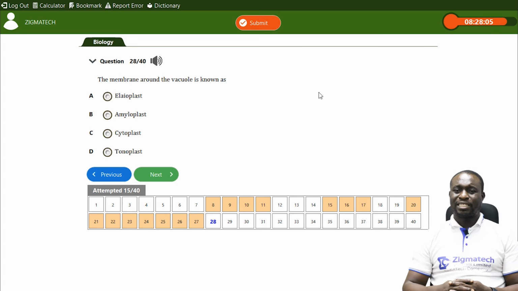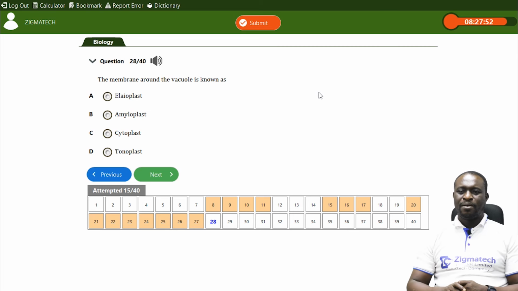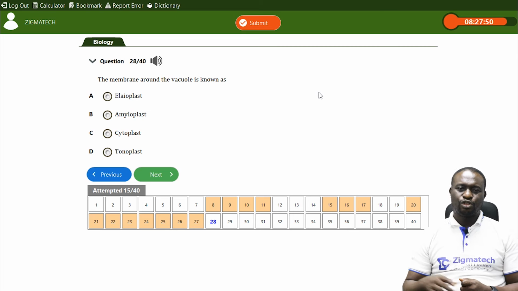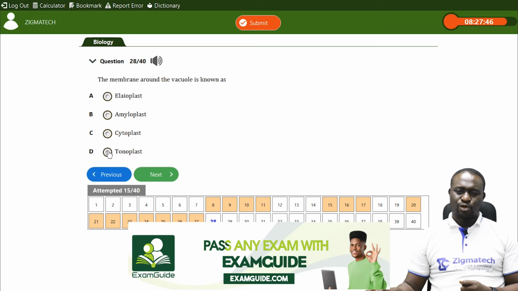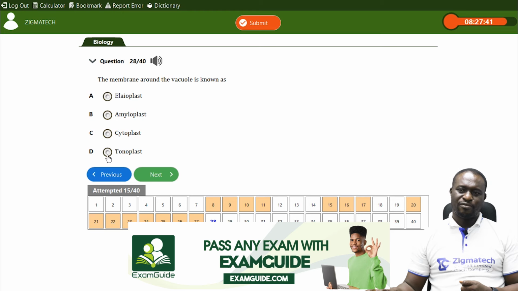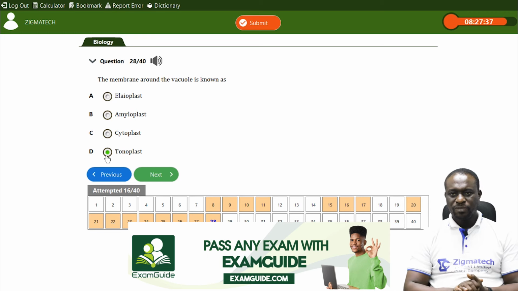And then we said that a membrane surrounds the vacuoles. Now the membrane is not the elaioplast, it is not the amyloplast, it is not the cytoplast, there's nothing like cytoplast, but the correct answer is the tonoplast. The tonoplast is a membrane that surrounds the vacuole. The membrane of the vacuole is called tonoplast.